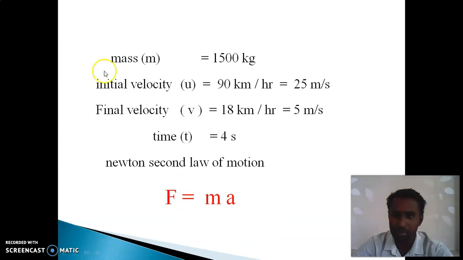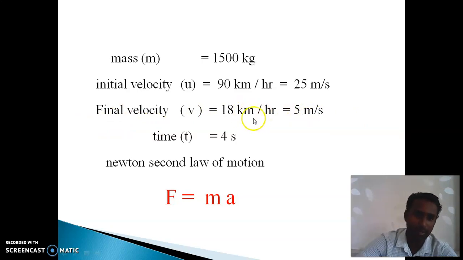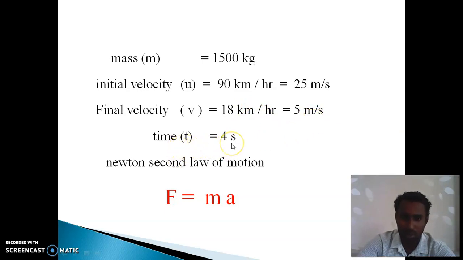So the mass value they have given, mass equal to 1500 kilogram. Initial velocity u equal to 90 km per hour. For that we have to convert into meter per second, so we multiply by 5 by 18. Once you multiply with 5 by 18, you will get 25 meter per second. And final velocity v equal to 18 km per hour; if you multiply with 5 by 18, that 18 will cancel and remaining 5 meter per second. Time t equal to 4 seconds they have given.